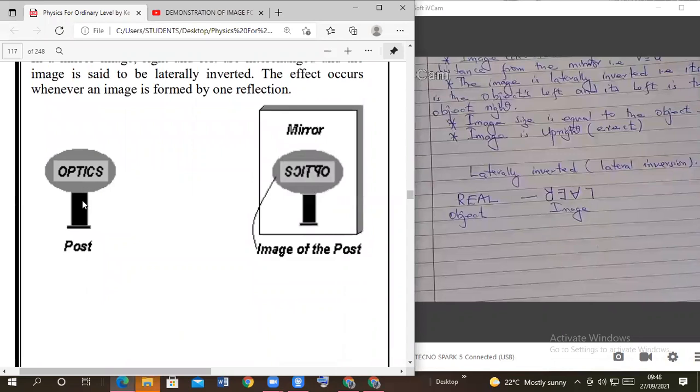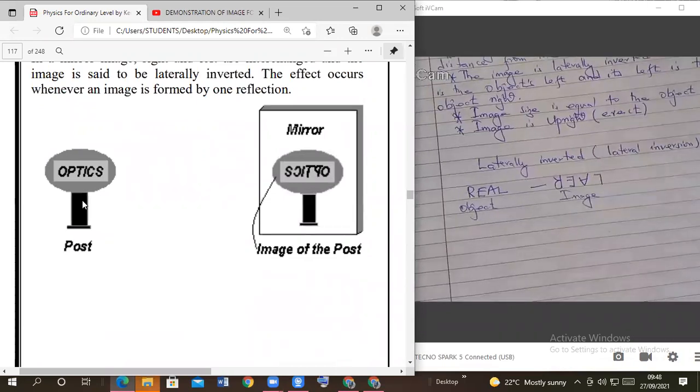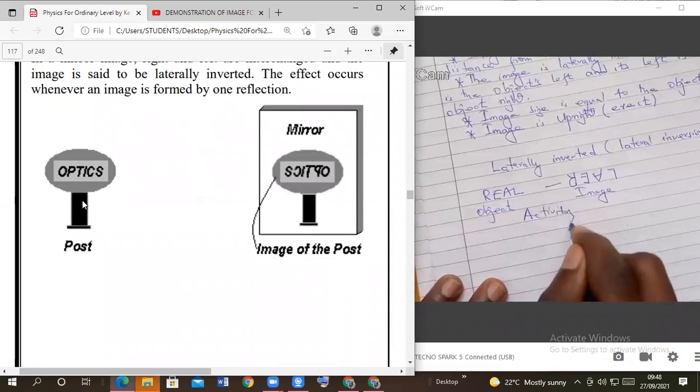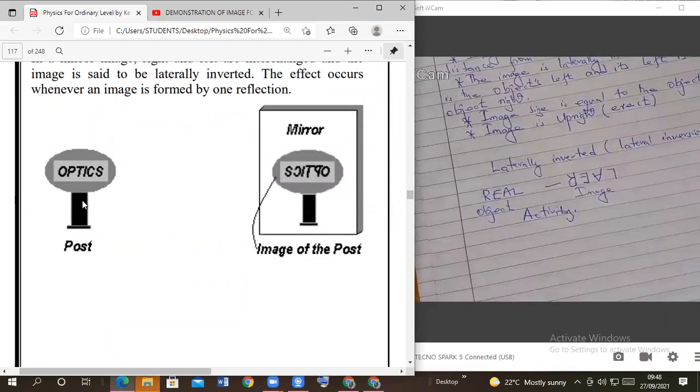The activity I'm giving is very simple. Just write your name. I'm giving an activity now. I believe you all have a dressing mirror. Who doesn't have a dressing mirror at home? For me, I have mine. Even I have mine.